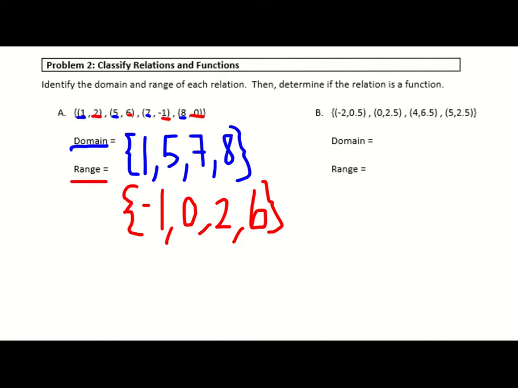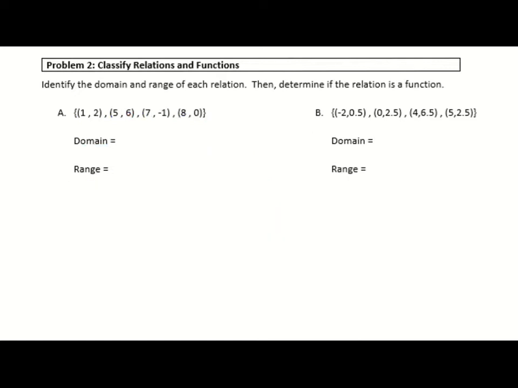That's the first part. The second part then said determine if the relation is a function. A relation is a function as long as none of the x values repeat. So if we look, the x values were 1, 5, 7, and 8. There were no repetitions, so I will say that this is a function. So is it a function? Yes, it's a function because none of my x values were repeated.